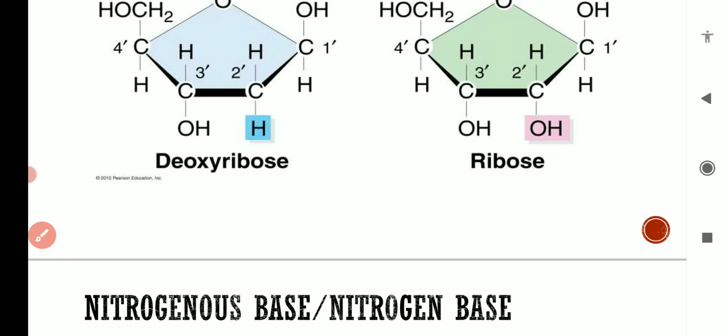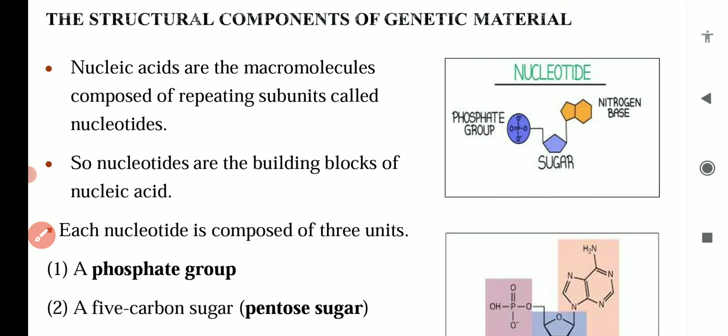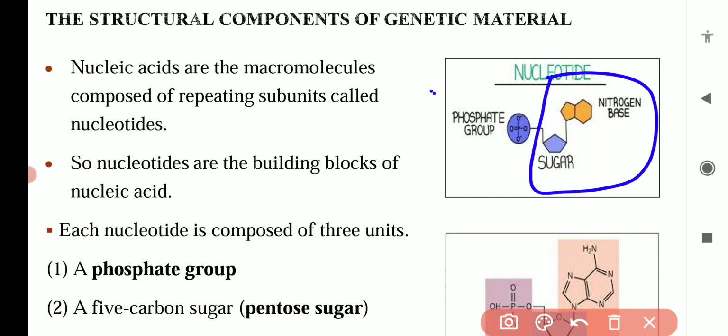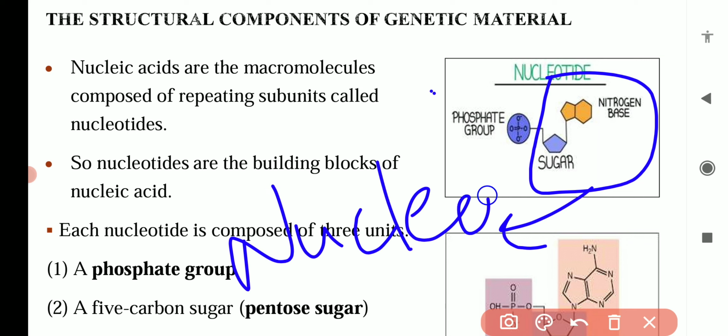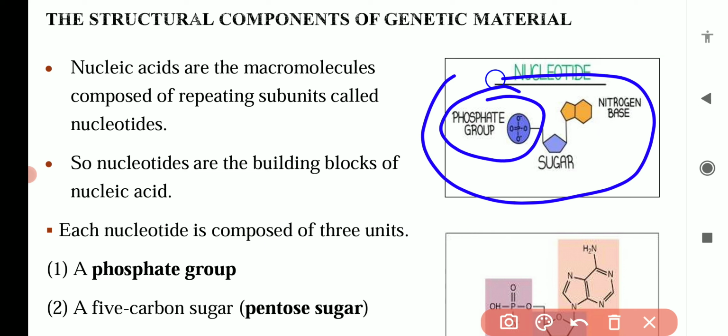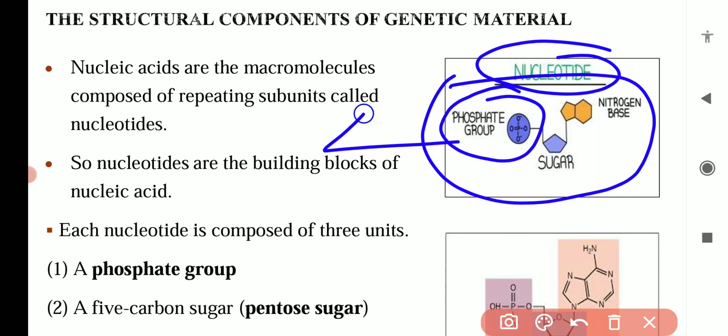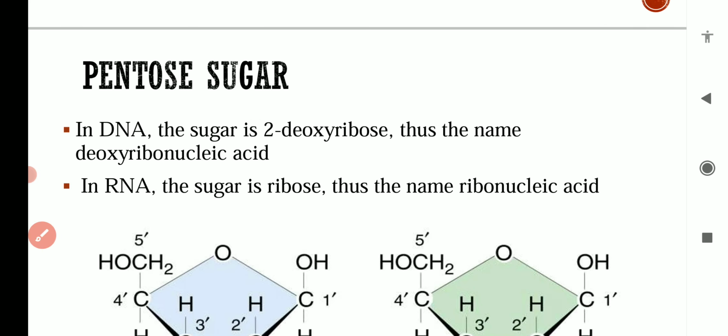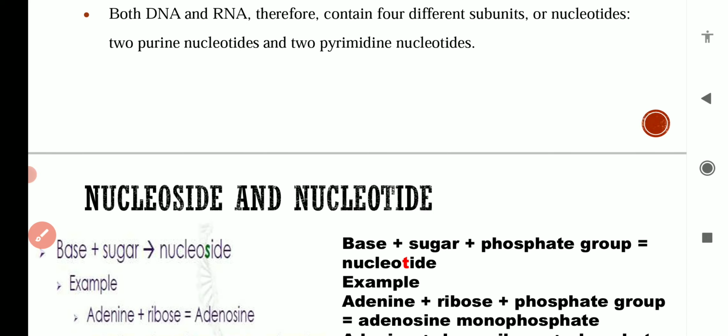Okay, so you will see in this image, if only the sugar molecule and nitrogenous base are present, then it is known as a nucleoside. But when a phosphate group is also added to this structure, then it is known as a nucleotide. This is the building block or repeating unit of the DNA molecule. So this is the difference between nucleoside and nucleotide.